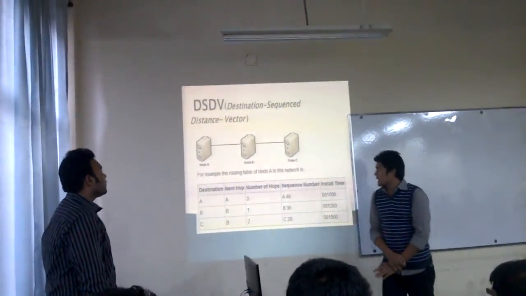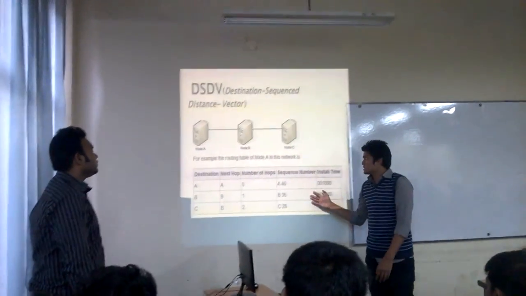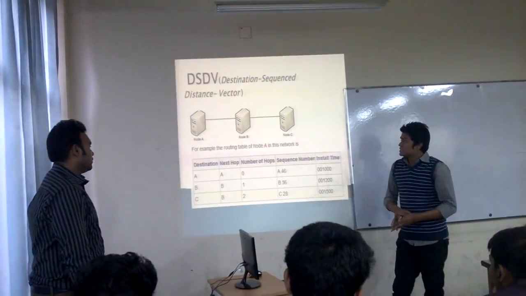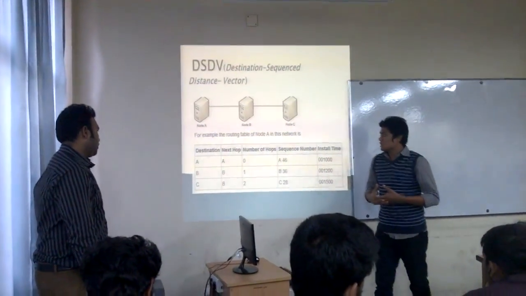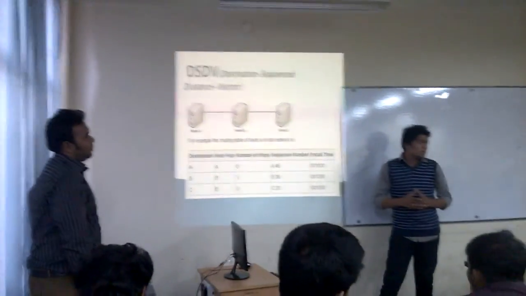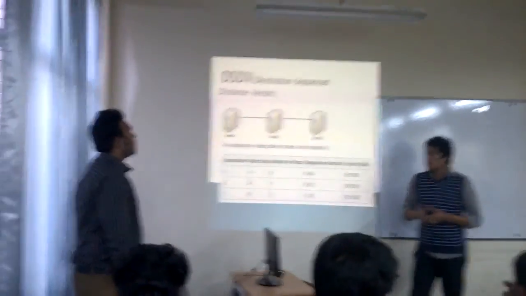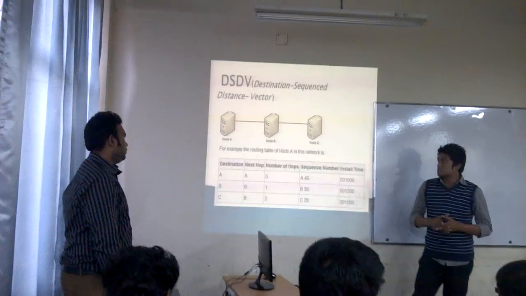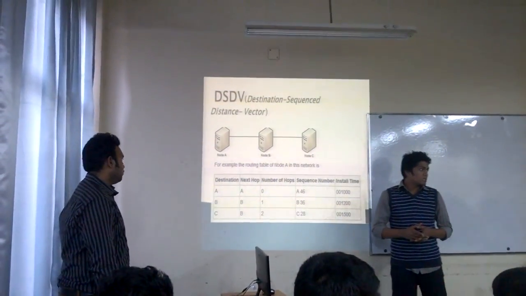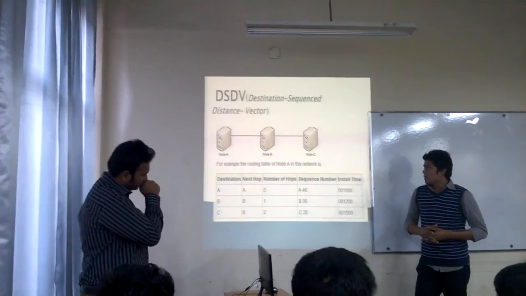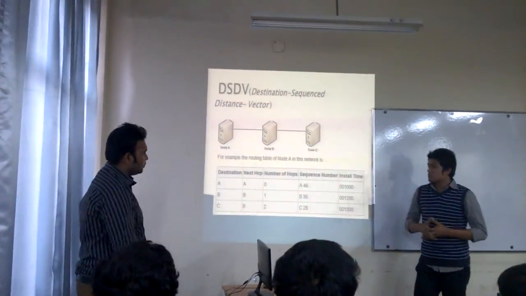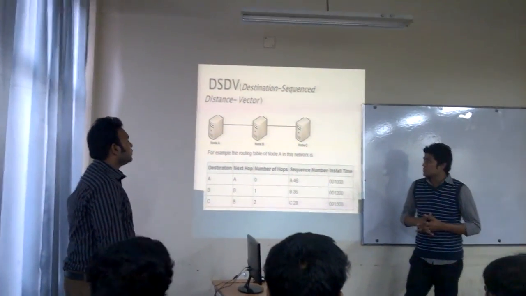Here, given nodes A, B, C, and this routing table is given for node A. Each entry of this routing table contains the next hop and hop distance. In addition, it is tagged in the routing table with a sequence number, and those sequence numbers will be even. And this sequence number will be generated by the destination.